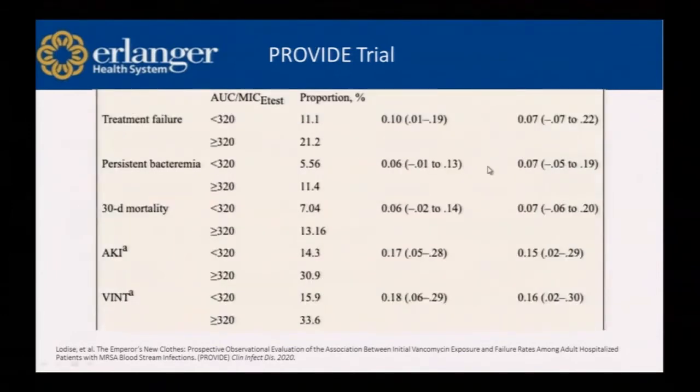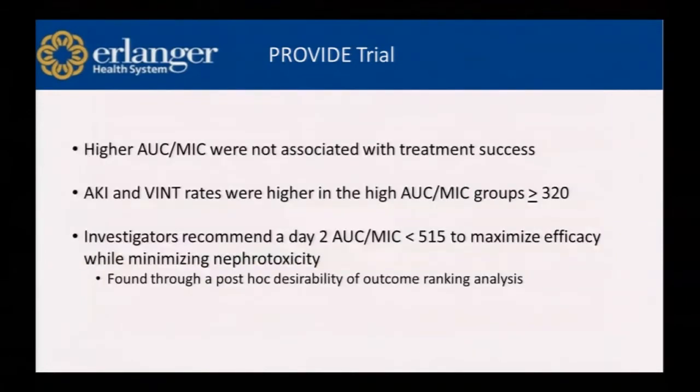And again, in their group of greater than or less than 320, they did not find a statistically significant difference between treatment failure, persistent bacteremia, or 30-day mortality. But they did, however, find a statistically significant increased risk of AKI and VINT, or vancomycin-induced nephrotoxicity, when targeting AUC to MIC greater than 320. So to conclude these findings, higher AUC MIC was not necessarily associated with treatment success. And acute kidney injury and vancomycin-induced nephrotoxicity rates were higher in the AUC MIC groups greater than 320.